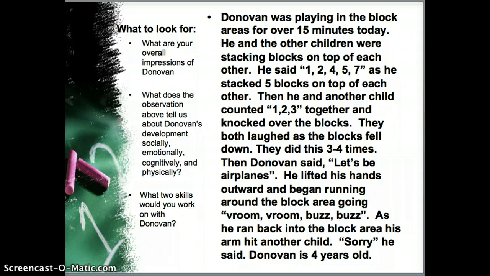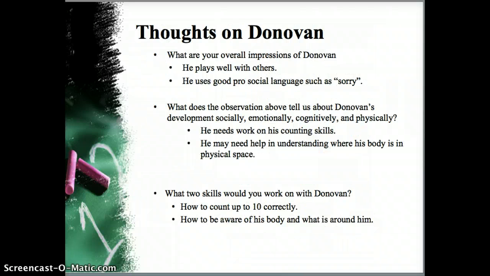Then Donovan said, "Let's be airplanes." He lifted his hands outward and began running around the block area going vroom, vroom, buzz, buzz. As he ran back into the block area, his arm hit another child. "Sorry," he said. Donovan is 4 years old. Now this observation paints a very different picture of Donovan. Let's talk about what our thoughts are about Donovan based on this observation.